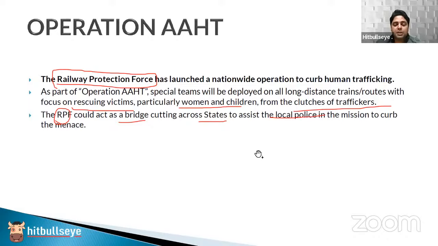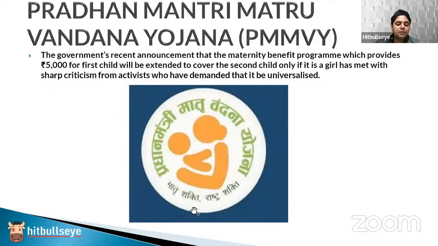Next and final news. So Pradhan Mantri Matru Vandana Yojana has been creating a bit of controversy nowadays. As the name suggests, since the name contains Pradhan Mantri, it means it's a national level scheme. That's a way to identify it. So it's not a state government scheme, it's a central scheme.